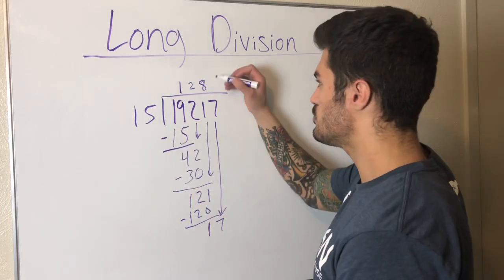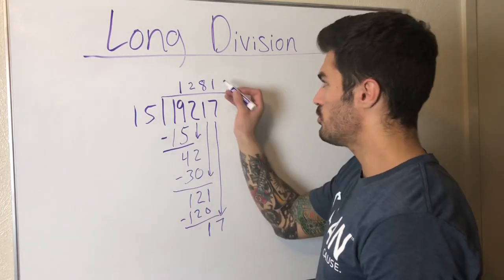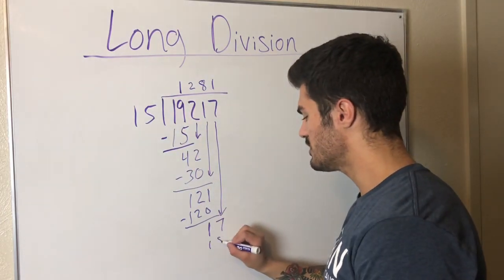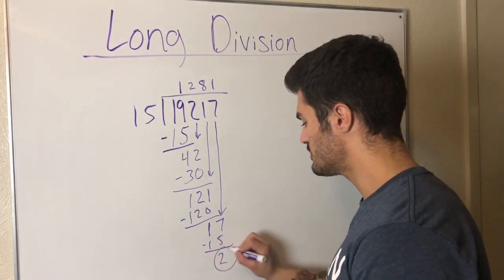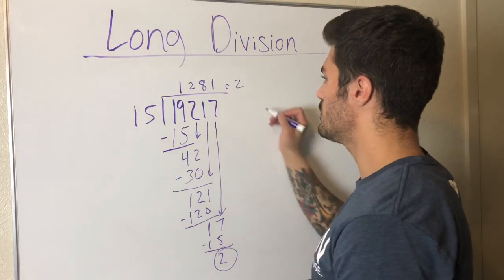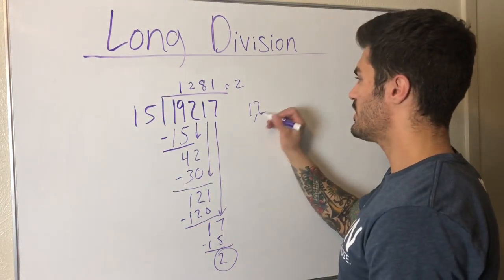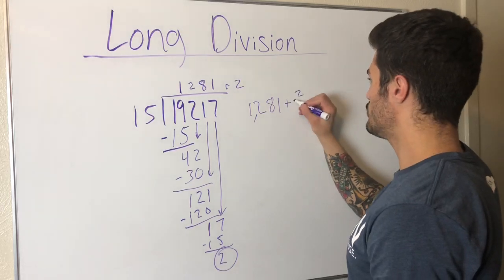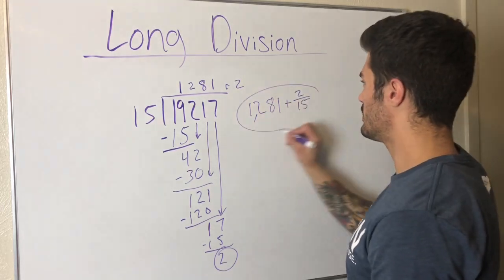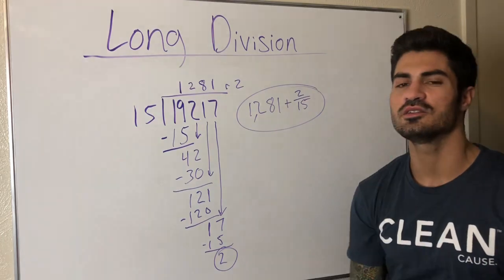15 goes into 17 one time. Multiply 1 times 15. Get 15, subtract down, I'm left with 2, and this is my remainder. So remainder of 2, or you can write it as 1,281 plus 2 over 15. And that is our final answer.